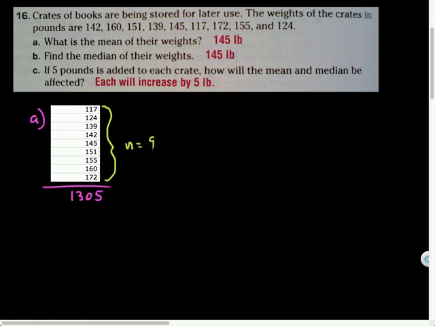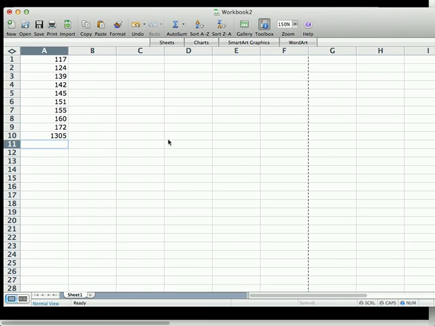So the mean, which we refer to as x bar, is going to be 1/9 times the sum, right? Or 1305 divided by 9. And let's see, 1305 divided by 9 is 145, right? So that's the mean average, right? The arithmetic mean weight of each of those crates.